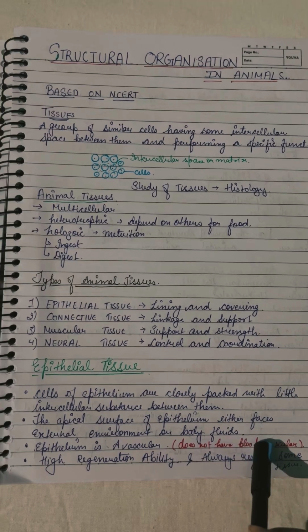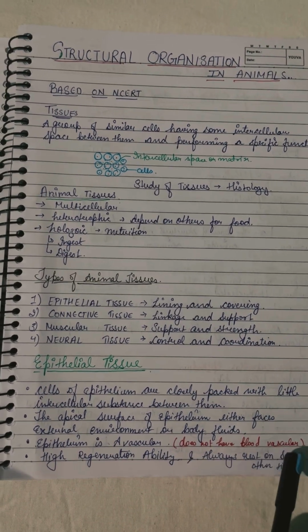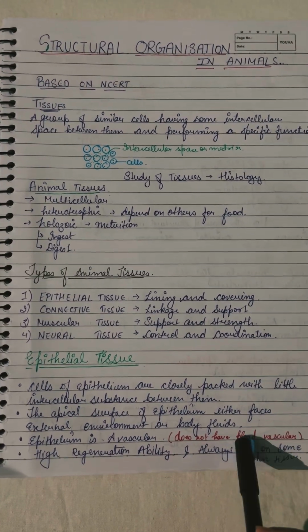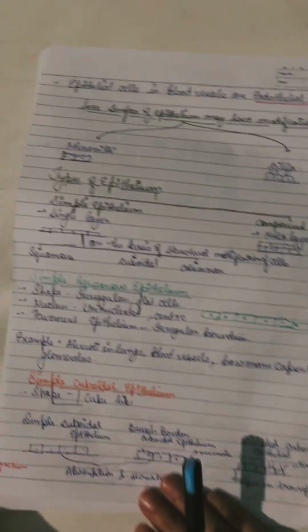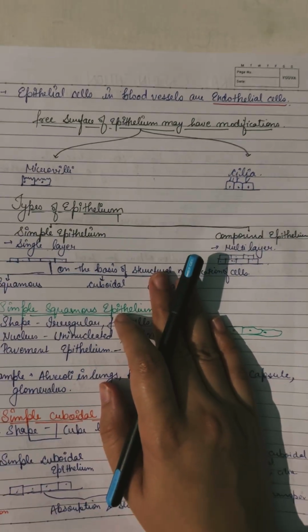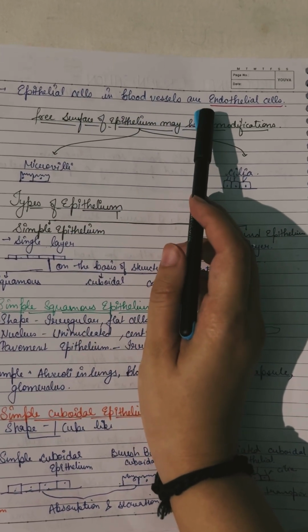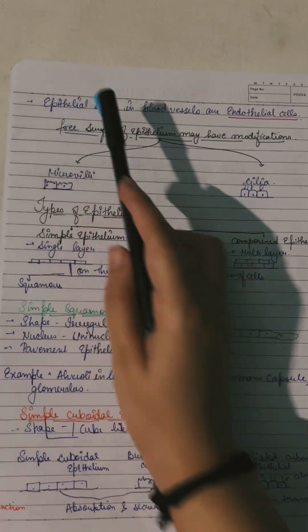Okay, so this one is very important. Then they have high regeneration ability and always rest on some other tissues. So this avascular one is very important. There's an example: the epithelial cells in blood vessels are called endothelial cells. So the lining of the blood vessels is endothelial cells.